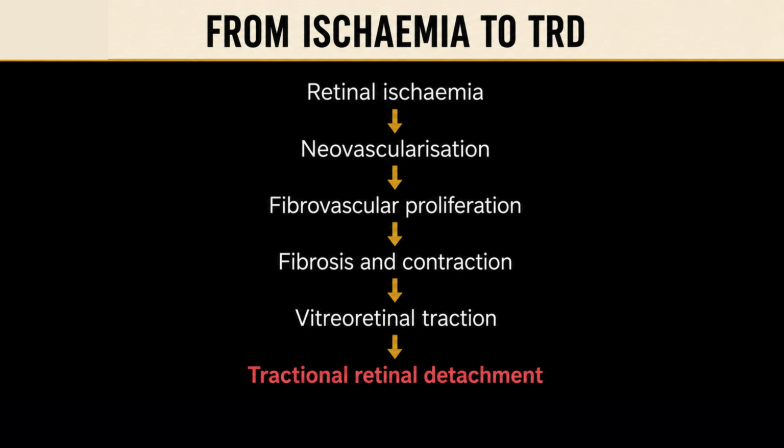So the main sequence to remember here is that retinal ischemia leads to neovascular and fibrovascular proliferation. This tissue grows along the vitreoretinal interface, undergoes fibrosis and contraction, and then produces anteroposterior and tangential traction that distorts and may eventually detach the retina.